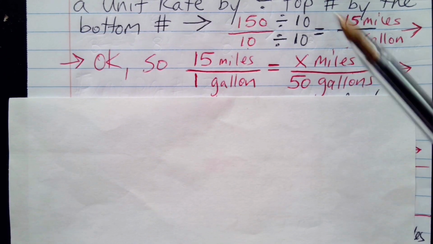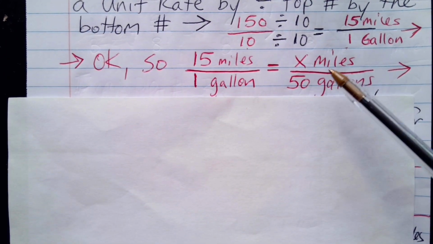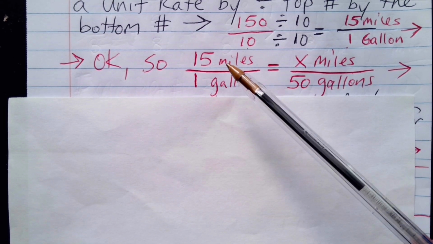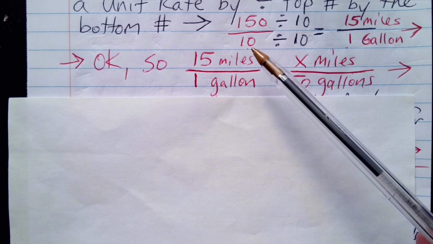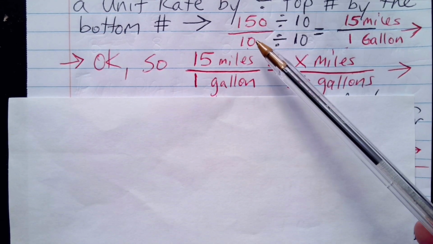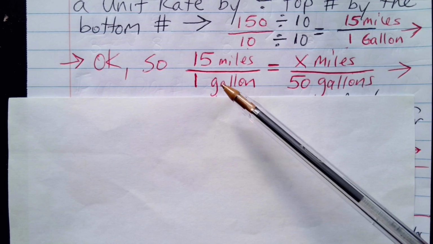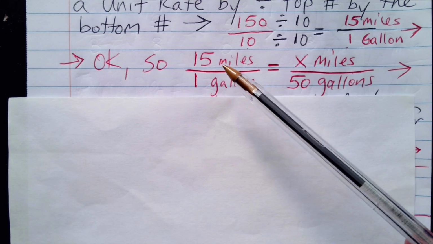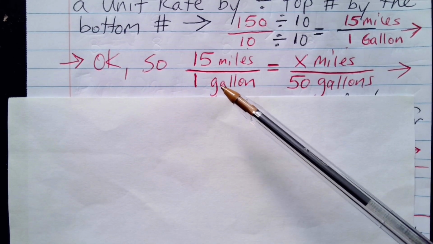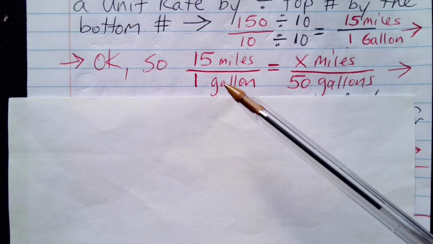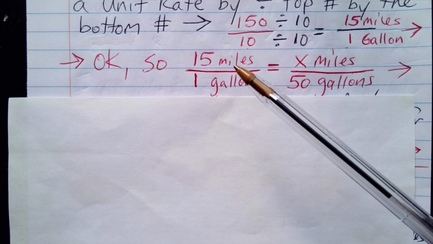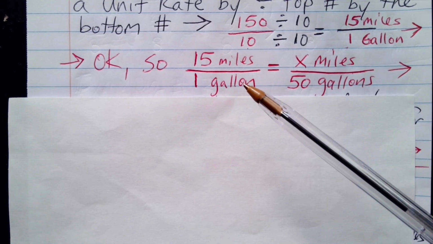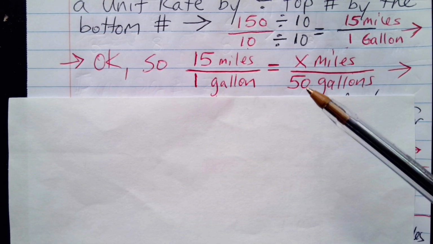And we just don't know that. That's what this X represents. I don't know how many miles the driver can drive on 50 gallons of gas. But I do know, because I converted 150 miles using 10 gallons of gas into a unit rate by turning the denominator into a 1, that I can travel 15 miles to 1 gallon. Boy, this must be an old 1950s gas guzzler, because that's not very far by today's standards, all right? So 15 miles per 1 gallon equals X miles to 50 gallons.